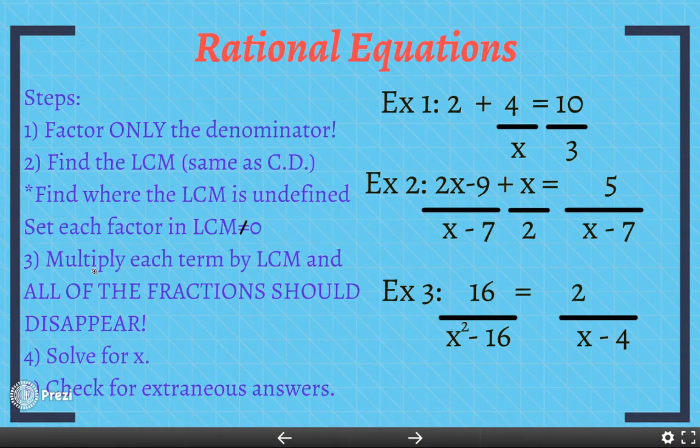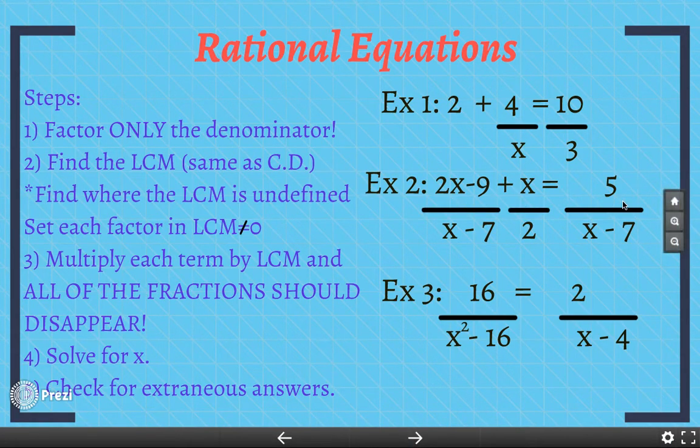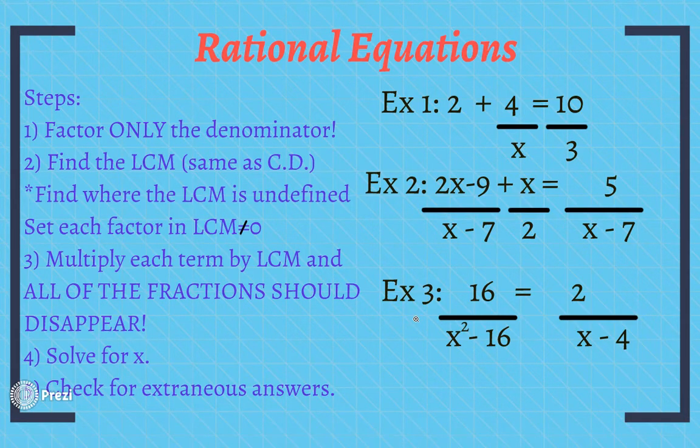So we're going to set each factor in the LCM not equal to 0 to make sure that none of our answers give us a value that will make the denominator 0. Remember, if you ever get an answer that does not work, which will make our denominator 0, it's called extraneous. So be on the lookout for those sneaky ninjas. After that, we're going to multiply every single term in the numerator by our LCM. That's going to help eliminate our fractions. All the fractions should disappear. That's the fun part. Then we're going to solve for x and check for those extraneous answers. So go ahead and pause the video and watch example problems 1, 2, and 3.